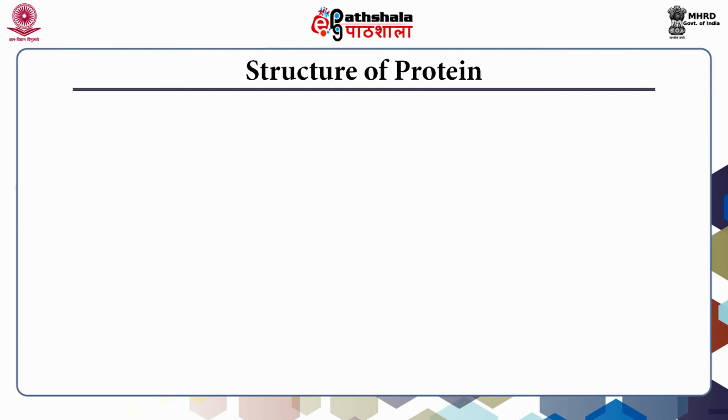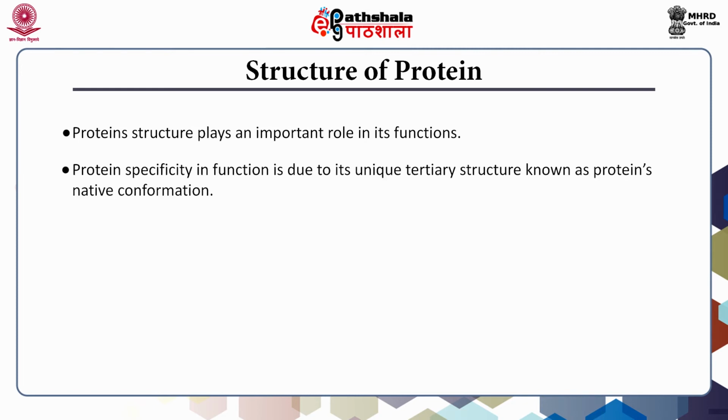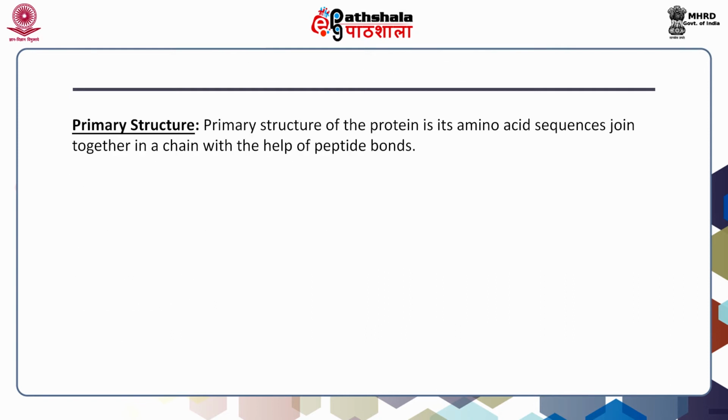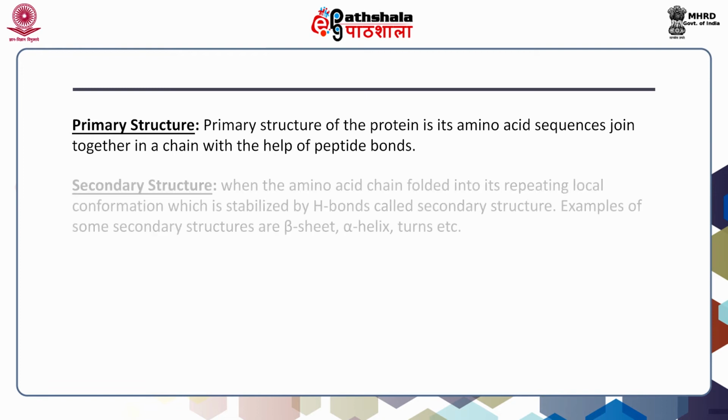Structure of proteins. Protein structure plays an important role in its function. Protein specificity in function is due to its unique tertiary structure, known as the protein's native conformation. Proteins have 4 levels of structure: primary structure, secondary structure, tertiary structure and quaternary structure. Primary structure. The primary structure of the protein is its amino acid sequence joined together in a chain with the help of peptide bonds.